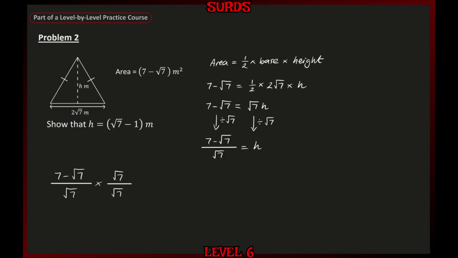And when we multiply the top by root 7, we just have to make sure that we put this into brackets. So multiplying, we have 7 times root 7, which is just 7 root 7, and then minus root 7 times root 7 gives us minus 7. In our denominator, root 7 multiplied by root 7 is just 7. Now we can see here that both terms in the numerator can be divided by 7. So 7 root 7 divided by 7 just gives us root 7, and minus 7 divided by 7 is minus 1. And this gives us exactly what we're asked to get to in the question, which is that the height is equal to root 7 minus 1 meters. And that's the end of problem 2.